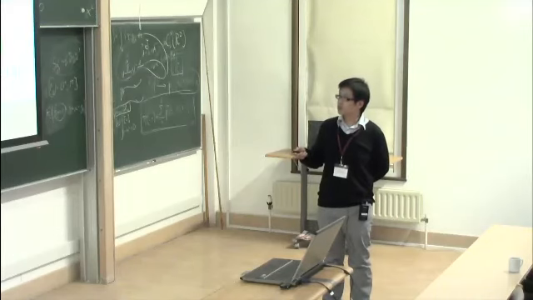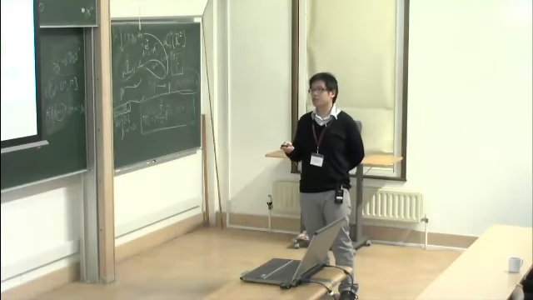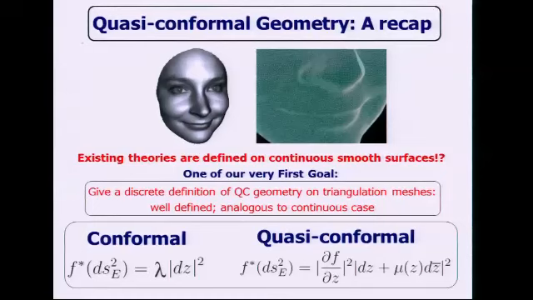analysis. So one of our very first goals in our project is to give a discrete definition of quasi-conformal geometry on triangulation meshes, which is, first of all, well-defined, and secondly, analogous to the continuous case, so that the theories in the continuous setting can be applied to the discrete setting. It turns out that we can do so by looking at the matrix representation of conformal and quasi-conformal.